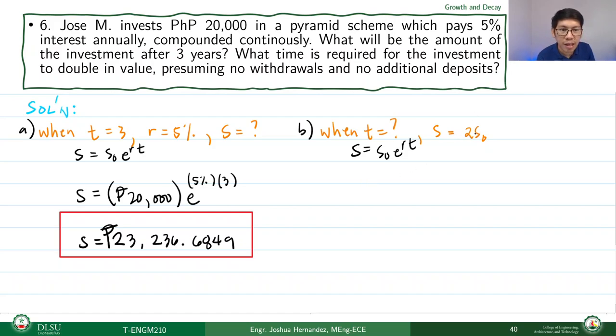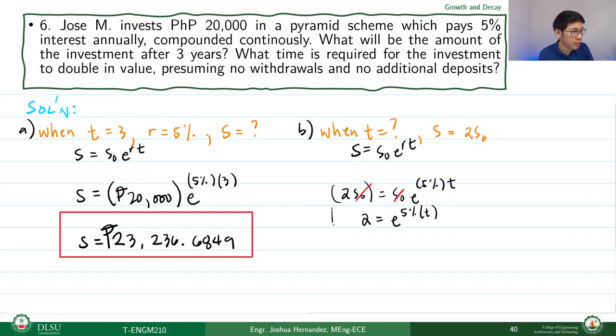Kailan daw dodoble? What time is required? Oo, hinahanap natin ay T. So if S is 2 S naught, S naught e raised to r, which is 5%, and then T yung hinahanap natin, ano? So S naught cancels out, and we have here 2 equals e raised to 5% times T.